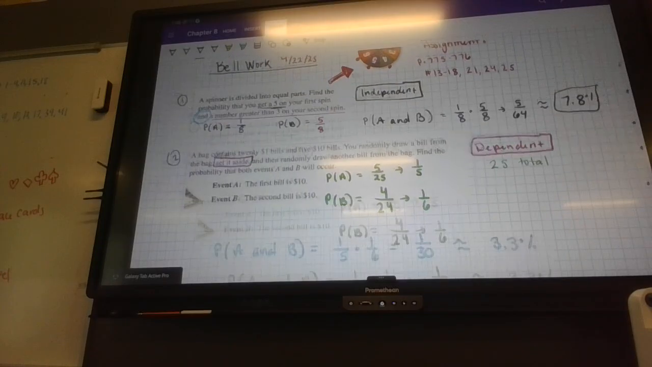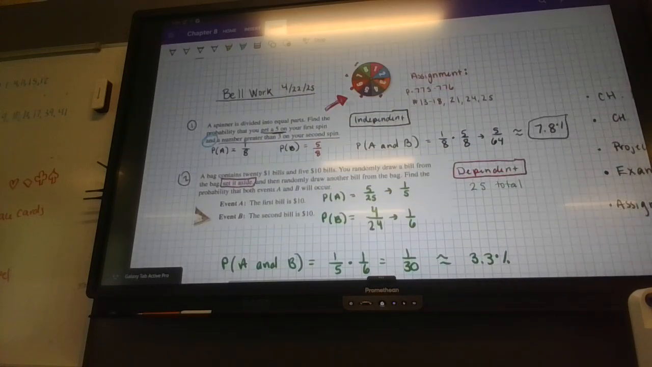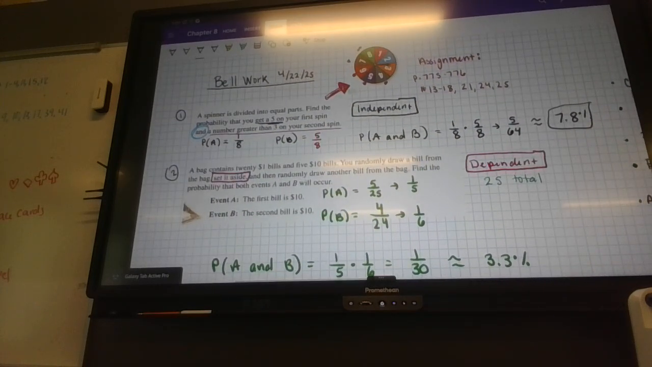Any questions on 1 and 2? All right, who's got a question about yesterday's assignment? And if you want to turn it in on paper, now's the time. Name, date, period, over there on the desk. Yesterday's work.